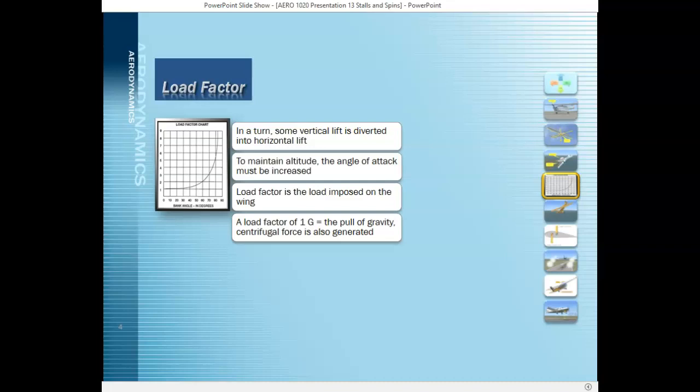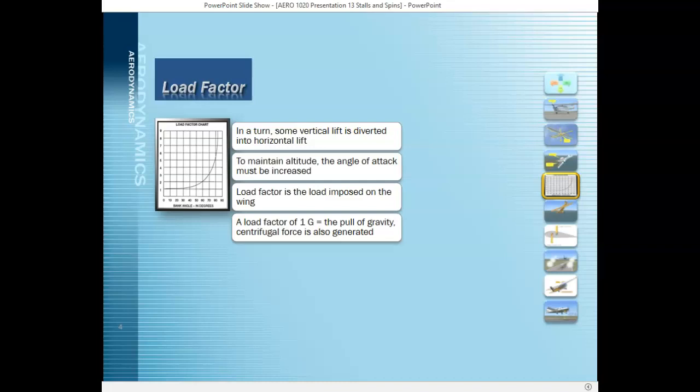In a turn, when you're banking an airplane, some of the vertical lift that was keeping the airplane aloft is diverted or changed into horizontal lift. That's what actually turns the airplane. So to maintain altitude, because you've lost some of that vertical lift, it's necessary to increase the angle of attack. You have to pull back on the yoke, increase the pitch to maintain altitude when the airplane is banked. That increases the load factor imposed on the wing.